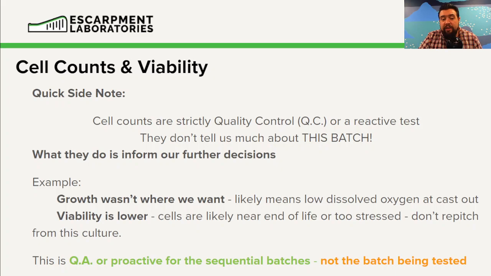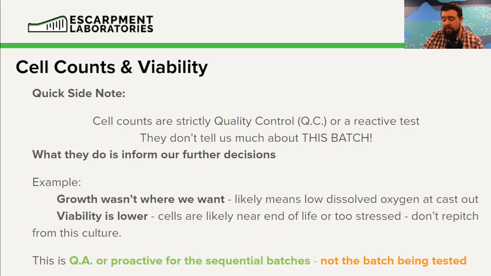If my growth for my yeast cells wasn't where I wanted it to be, this likely means I have a low dissolved oxygen content at cast out. This likely means that I need to go look at that equipment and make sure it's operating properly. Something in that system probably isn't doing what I think it should do. Also, if I notice that my viability is lower than I thought it would be, say my viability is usually 90% at the end of ferment, or 85, 80%, whatever it is that you're seeing, and they're lower, this means that the cells are likely near the end of their life. They're likely too stressed. I likely don't want to repitch cells from this tank. These are two examples of being proactive in this process. We can use data generated on this beer to influence how the next beer is going to perform.